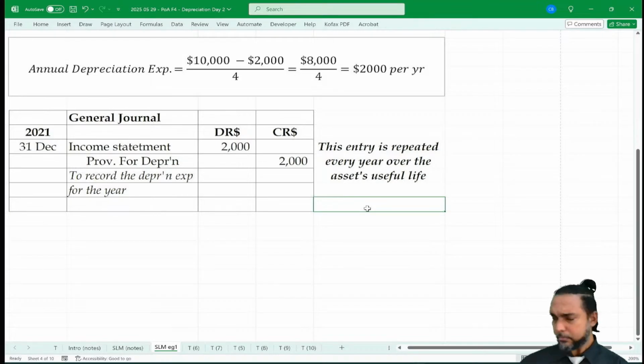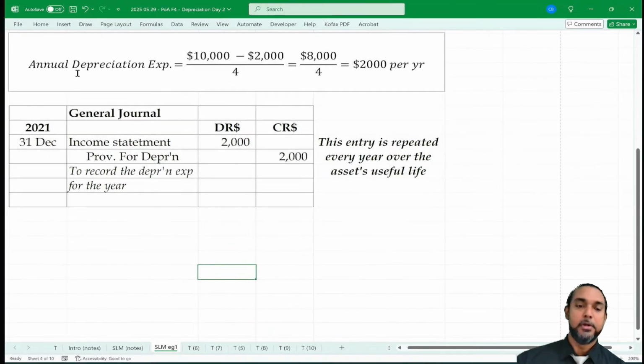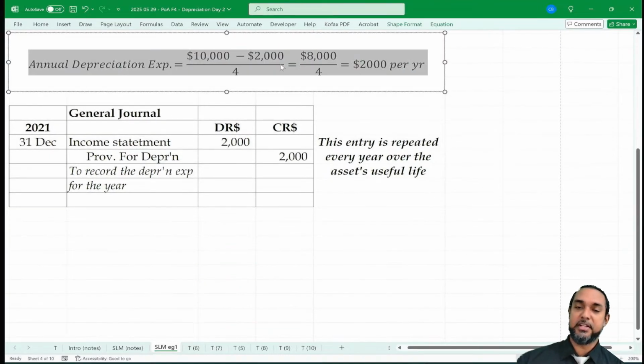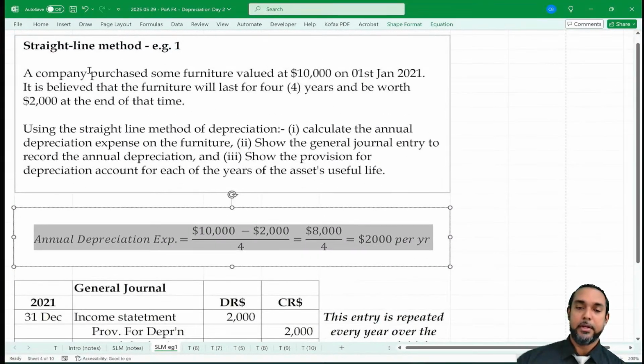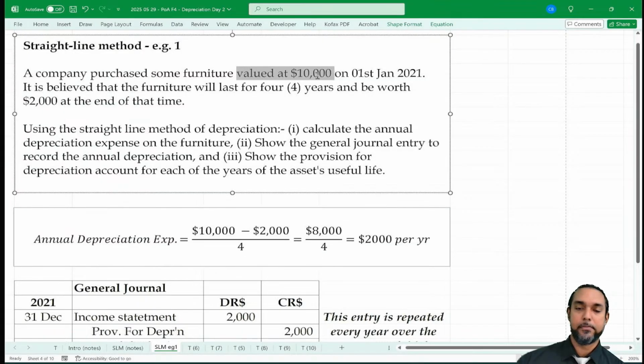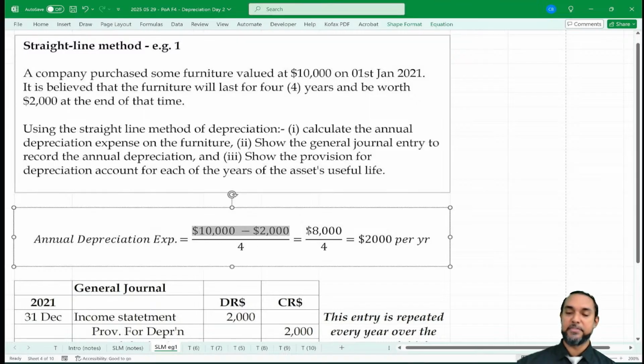So we'll do more. Well, we'll explain as we go. Okay, so what I want to show you all now is the T account. Once again, this is the calculation. The calculation for the straight line method's depreciation is the cost of the asset minus what we call the scrap or residual value, and then divided by the number of years for which we expect the asset to be of use. So 10,000 minus 2,000 gives us 8,000.